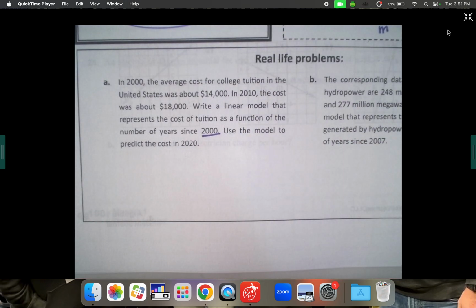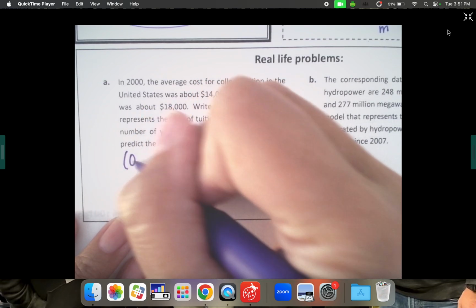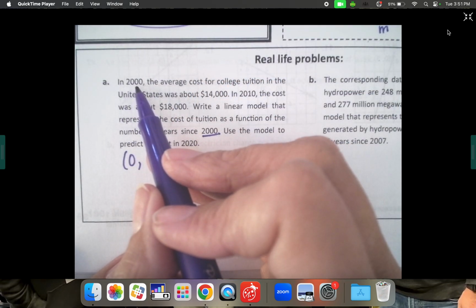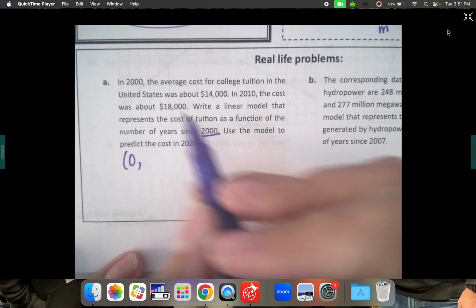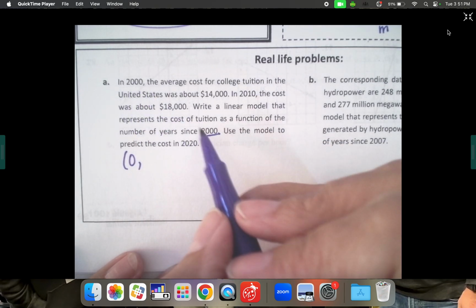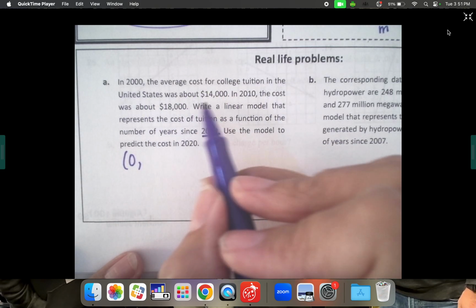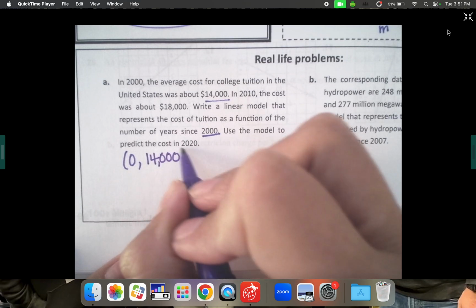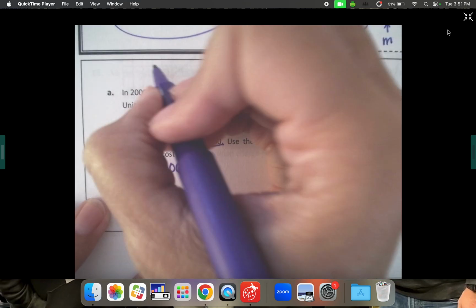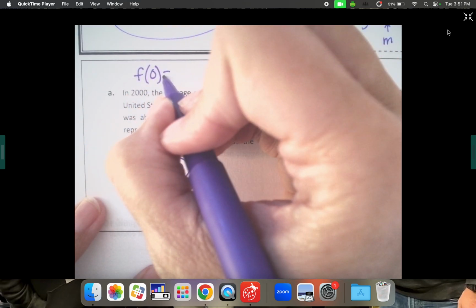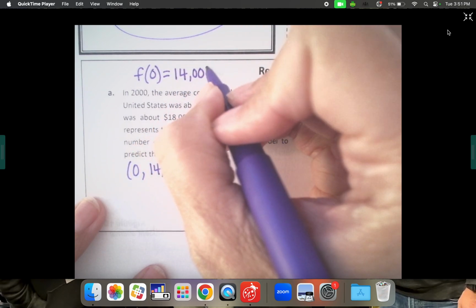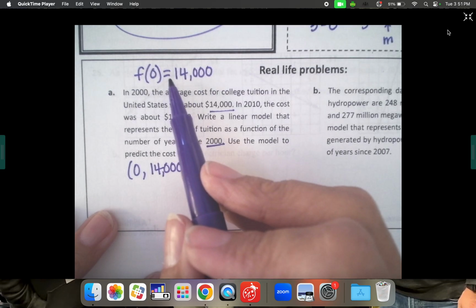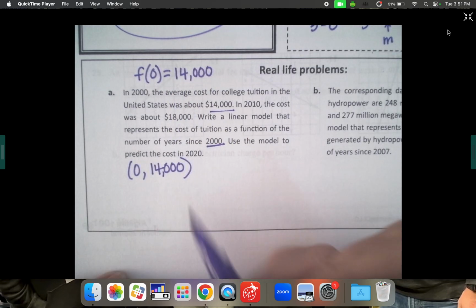If it wants us to start at year 2000, I'm going to put 2000 as year 0, because that's how many years it's been in 2000 if we're starting at 2000. So in year 0, because that's the year we're starting from, the cost of tuition was $14,000. So I'm turning these into ordered pairs. You could have also put f of 0 equals 14,000 because at year 0, starting in 2000, college tuition was 14,000. So I'm going to turn them into ordered pairs.